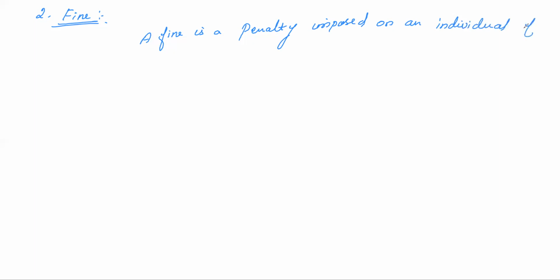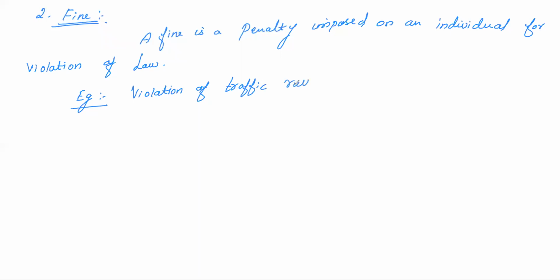Second one, fine. A fine is a penalty imposed on an individual for violation of law. Okay. So for example, violation of traffic rules, then payment of income tax after a stipulated time, etc.